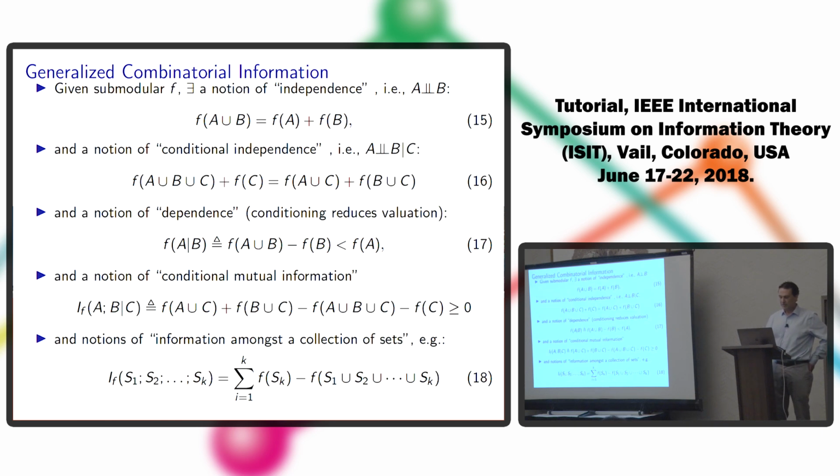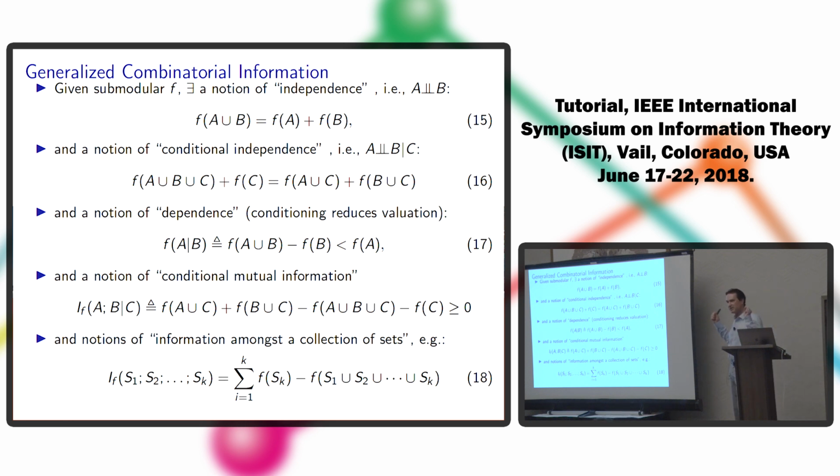Okay. So this should also be familiar to people who are familiar with IT concepts. Given any submodular function, we can define notions of dependence, what I call combinatorial independence or combinatorial dependence, combinatorial mutual information, amongst subsets of a set in the following way. So independence would mean that f of a union b is equal to f of a plus f of b. For any submodular function, it's combinatorial independence. Conditional independence would mean this. Dependence would mean this. And then combinatorial conditional mutual information would mean this. And then information amongst sets would be this.